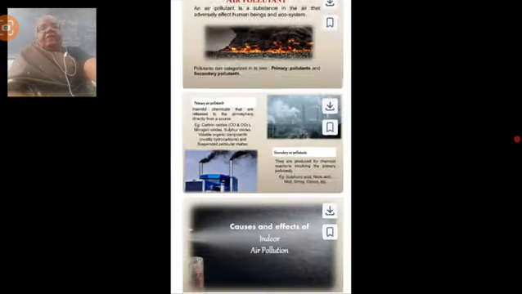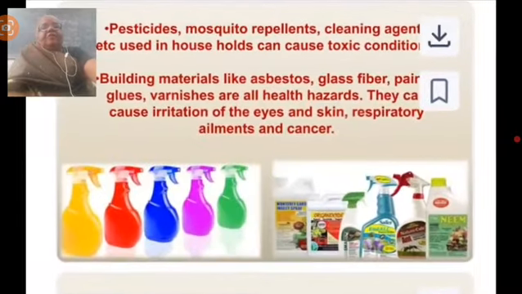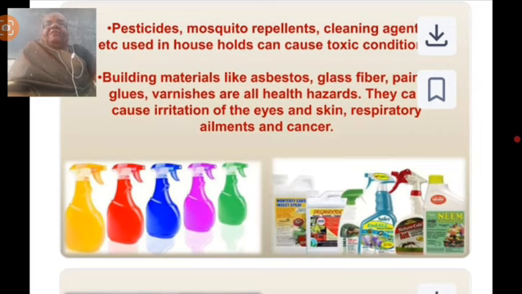Coming to indoor pollution, all these pesticides, mosquito repellents, cleaning agents like Harpic, Lysol, etc., used in households, can cause toxic conditions, and they happen to be air pollutants. So also, building materials like asbestos, glass fiber, paints, glues, varnishes are all health hazards. They cause irritation of the eyes and skin, a number of respiratory ailments, cancer, etc.